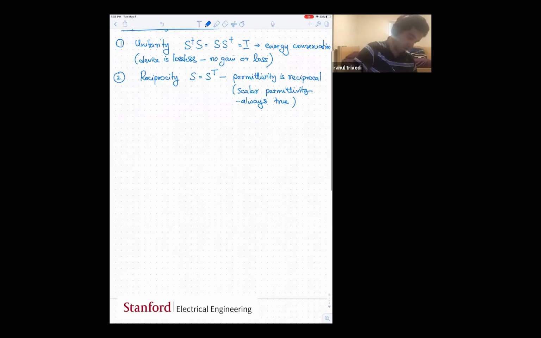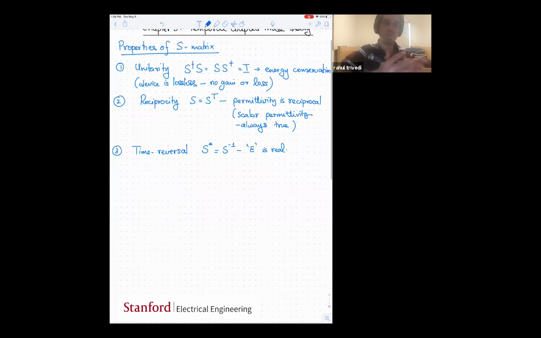And finally, we looked at time reversal symmetry, which gave us a condition that S conjugate, which is basically take every element of the complex scattering matrix and make it its conjugate, is equal to its inverse, right? So this is what time reversal symmetry gave us. And this is true as long as your epsilon, your permittivity, is real. So if your epsilon is real, then your system will have time reversal symmetry.